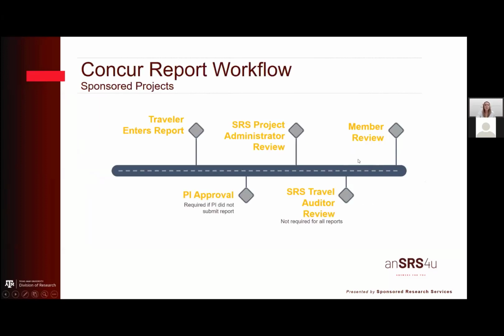First, I just want to go over what the Concur Report workflow looks like when you are allocating a project to a sponsored research account. So first, the traveler will enter the report or their delegate. So this could be somebody that's housed in the department or a program coordinator. If the traveler is not the PI, then it will route to the PI for approval. And then the next stop is with the SRS project administrator for review. And I will speak later about the specific items the project administrator is reviewing for.